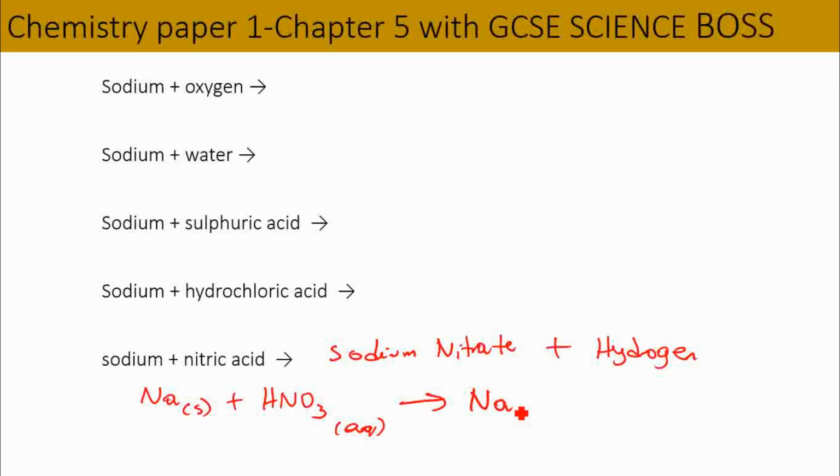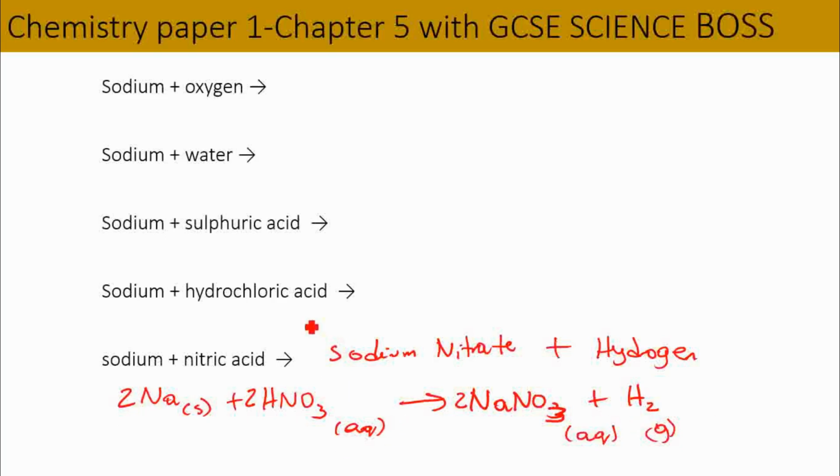So that's going to be NaNO3 and H2. All right, and this equation, by the looks of it, is all balanced. 2 hydrogen. No, it is not balanced. So we have 2 hydrogen there. We have 1 here. So put 2 there, 2 there, and 2 there. So it wasn't balanced. All right.